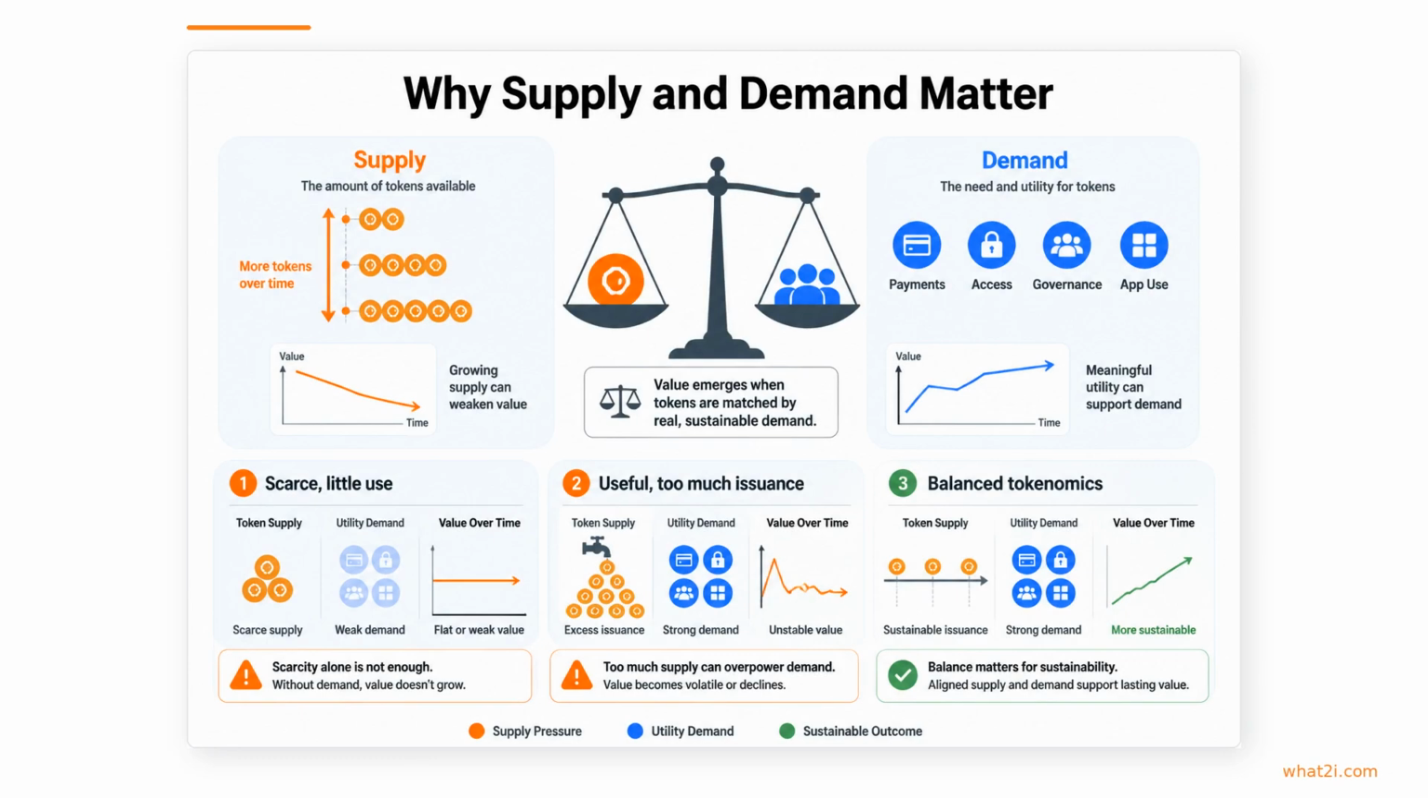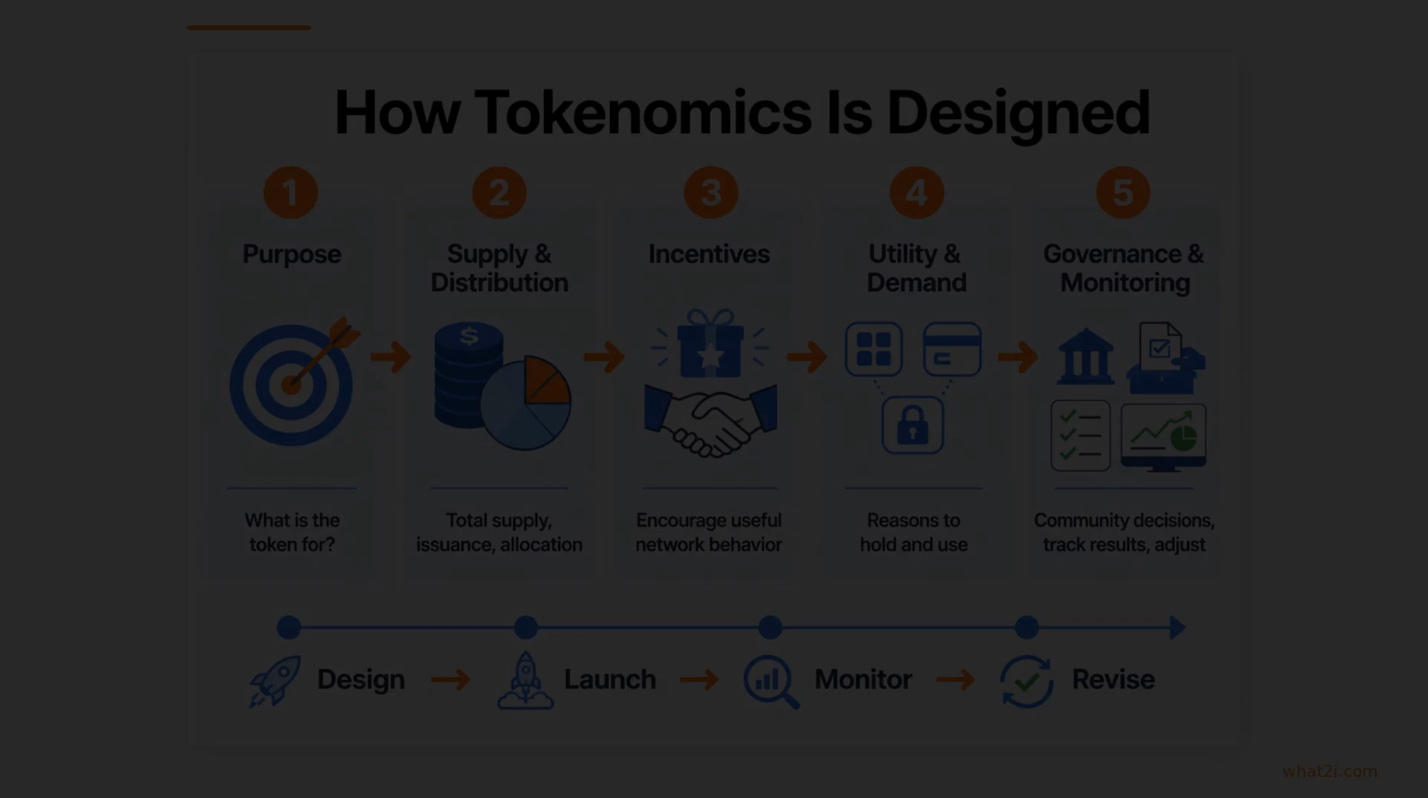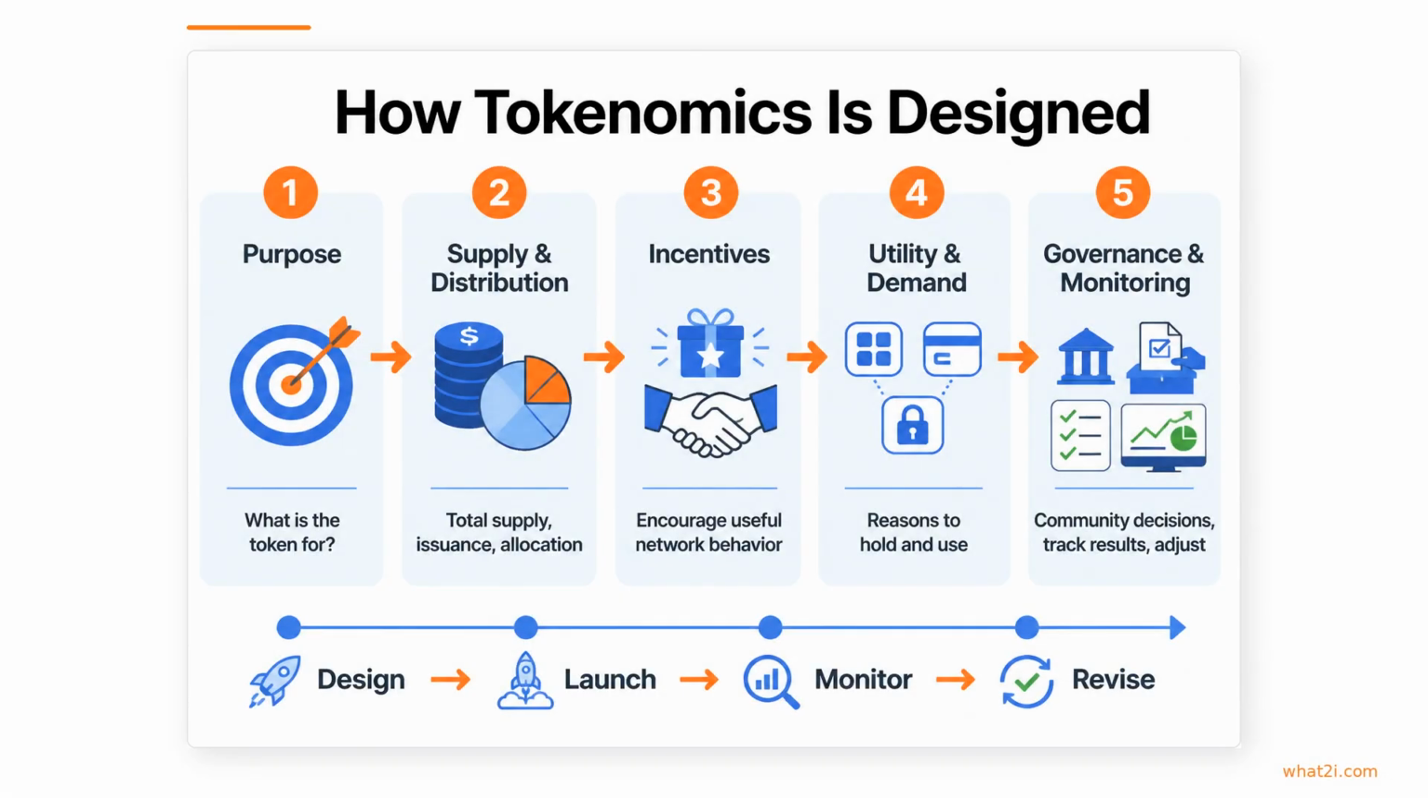Token value comes from the balance between supply and demand. If more tokens keep being issued, value can get diluted, and scarcity by itself does not help much if the token has little real use. The stronger foundation is meaningful utility paired with controlled supply, because that balance is what makes a token economy more sustainable. Tokenomics is usually designed in a sequence.